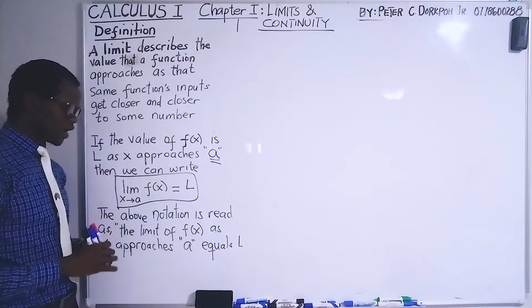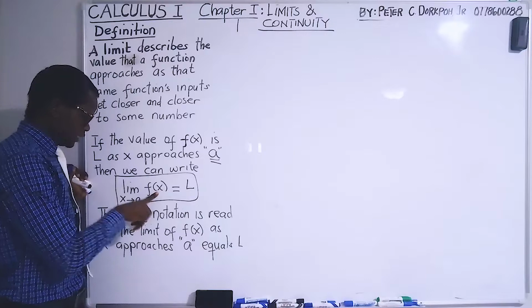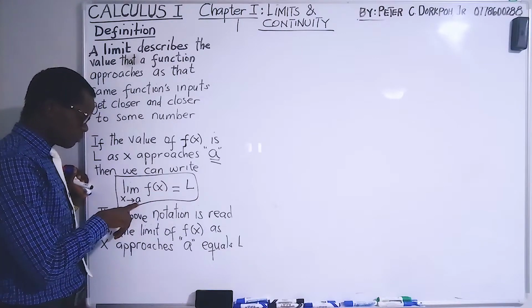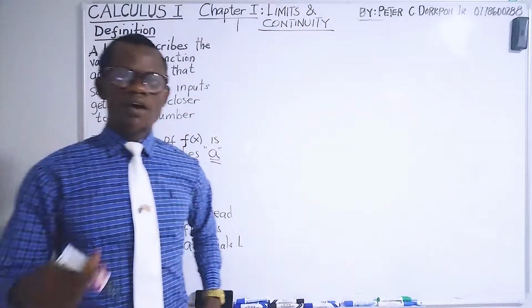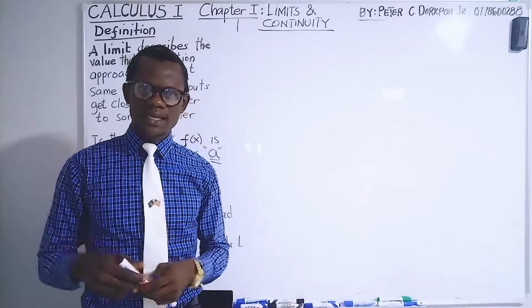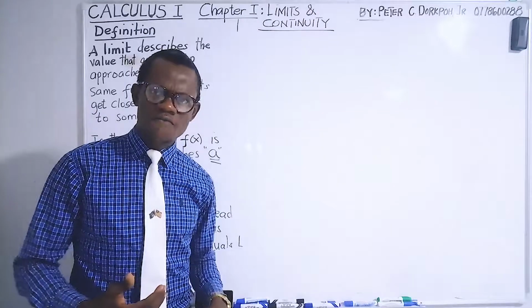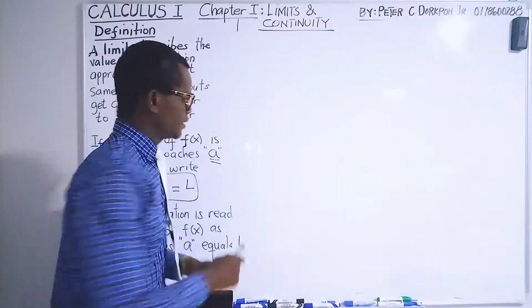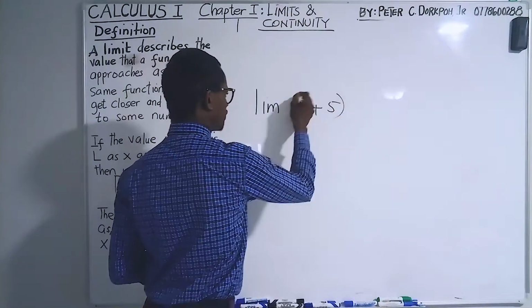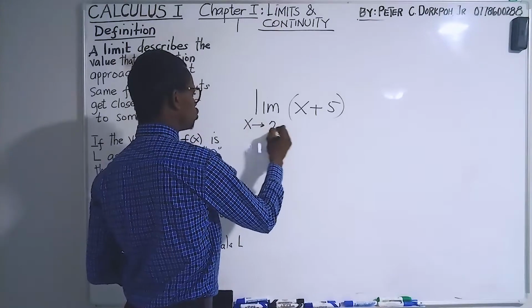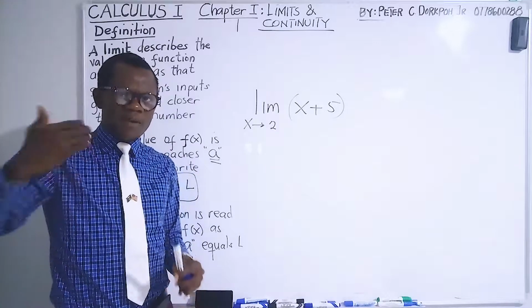The above notation is read as the limit of the function f of x as x approaches some A is equal to L. Now, whenever a particular thing is approaching another thing, it means that it has gotten very close to the other. For example, if you have the limit of x plus 5 as x approaches 2, then when x is approaching 2, it means that x is very, very close to 2.